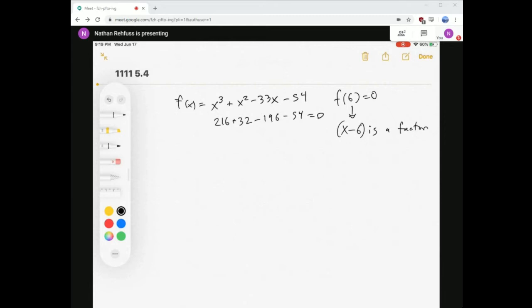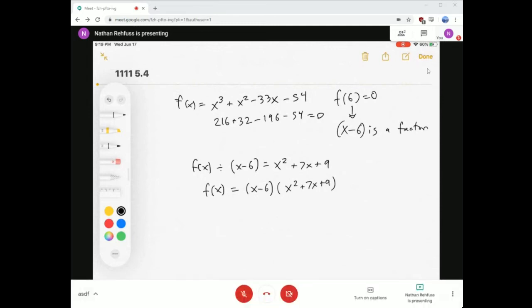It turns out that f of x divided by x minus 6 is equal to x squared plus 7x plus 9. If you multiply both sides by x minus 6, that equation becomes f of x equals x minus 6 times x squared plus 7x plus 9. So there's the factorization. And now you can complete the square, use the quadratic formula, or whatever you want to do to find the other two roots. So we need to work out how to do polynomial division.